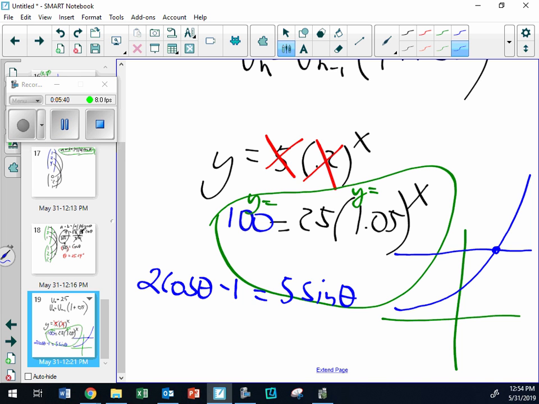And what if they don't cross? That means there's no solution. If they do cross, then that's the solution. It's not that hard, and it's a really, really powerful thing. You could use this on probably, I'd say, 4 times every ACT test.